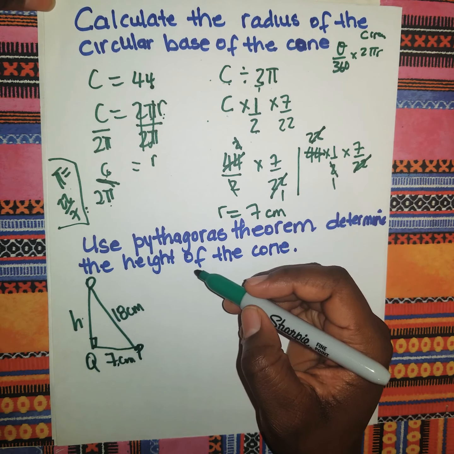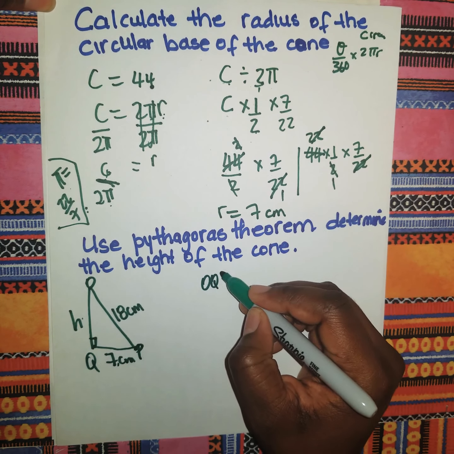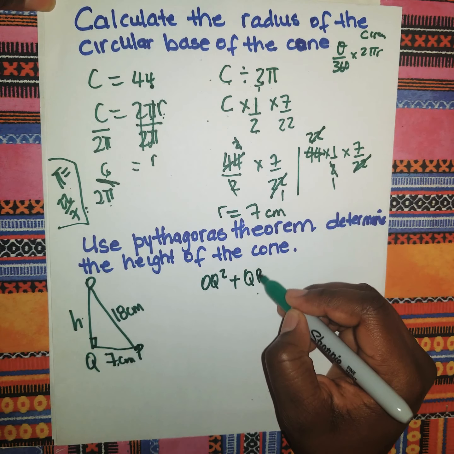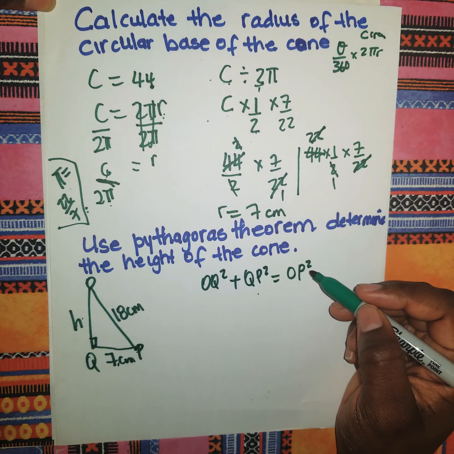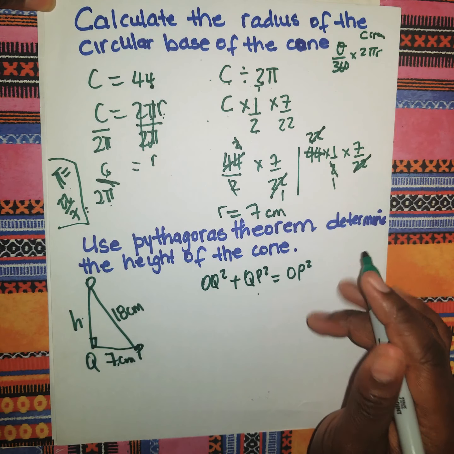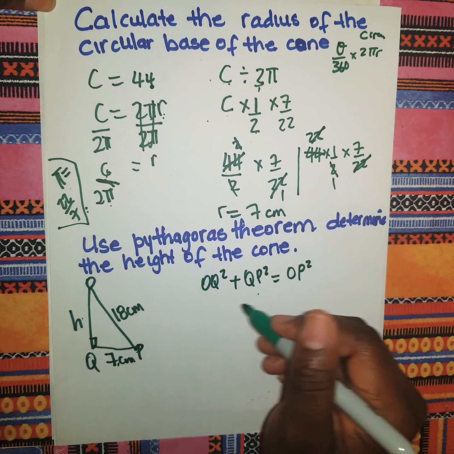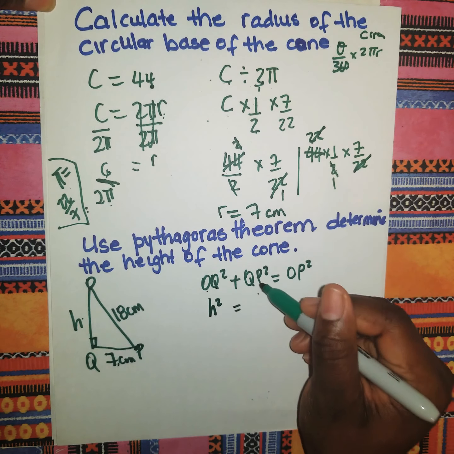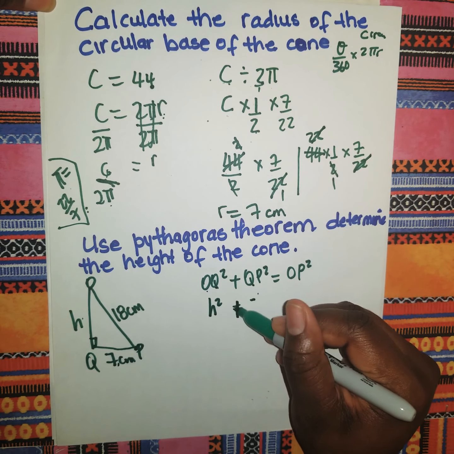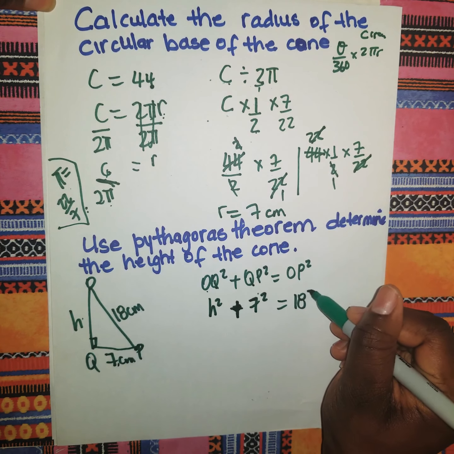Alright, so let's go, guys. So the length of the two short sides squared. So we know that OQ squared plus QP squared is equal to OP squared. Some would say a squared plus b squared, whatever they want to call it. I don't use that because the triangle will not always be called ABC. So let's work with this. So OQ squared is h squared. So h squared plus 7 squared is equal to 18 squared.